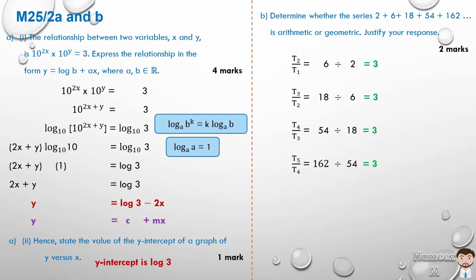As such, we have what we call a common ratio, normally recognized as r, equal to 3. Meaning there's a common ratio between one term and the term which precedes it. So looking at the question again, determine whether or not the series is arithmetic or geometric. Since we have a common ratio, it's a geometric progression.